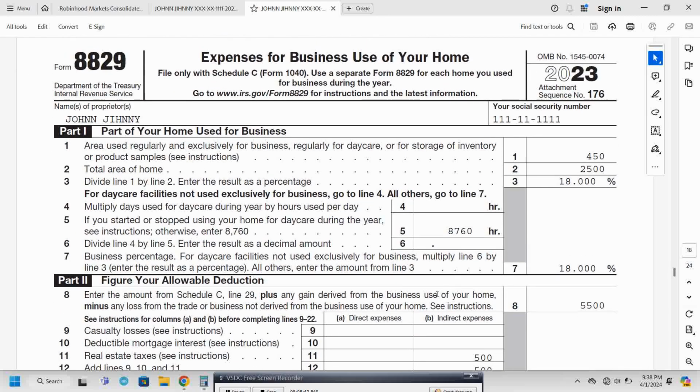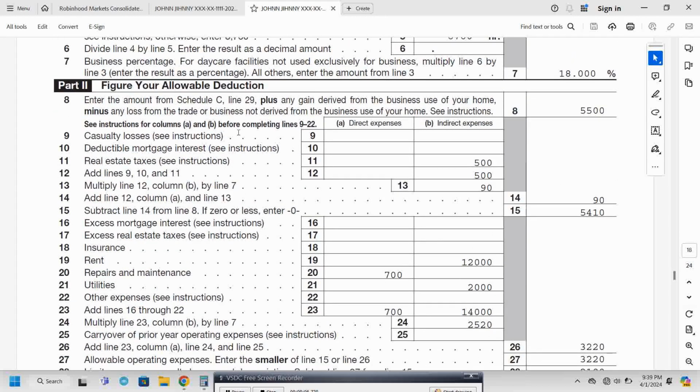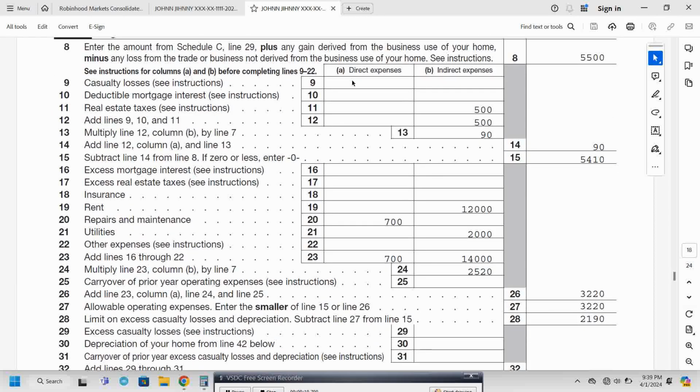On Part 1, on line 1, we're going to put down the square footage of this home office designated area, which was calculated as 450 square feet. The entire house square footage was 2,500. That gives us the fraction of 18%. On Part 2, we're going to figure out the deductions. He had a set of direct expenses as well as indirect expenses.